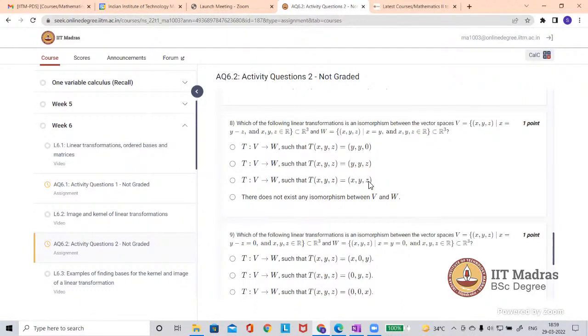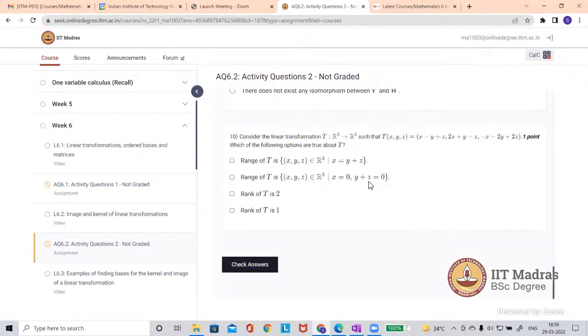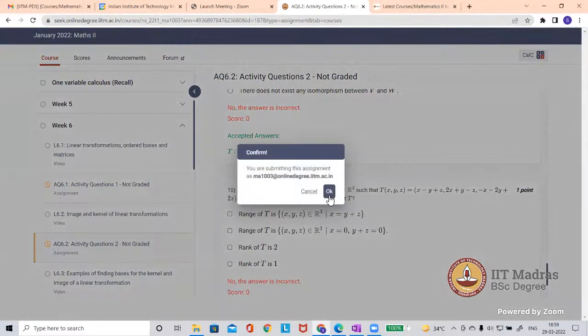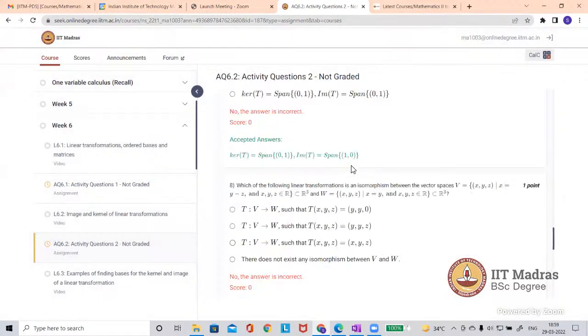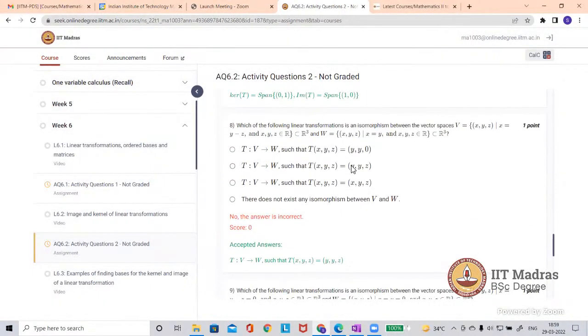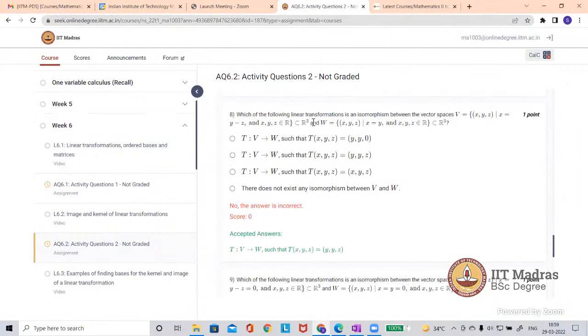If you just click on check answers, I think it's giving this. Let's see that. Click on check answers. Then next one? Yes, sir. So it's giving this one, the second one. Yes, sir. Sir, both V and W are of dimension 2.